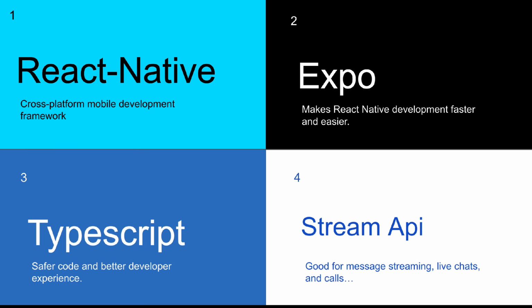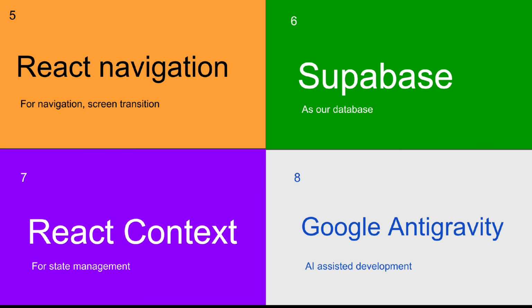Also, we'll be using TypeScript, which is for safer code and better developer experience. And then we'll be using Stream APIs for message streaming, live chats, calls, all those features. We'll be using a lot of the SDKs for this build. And next we'll be using React Navigation, for the screen transitions and the app structure to keep things in place. We're not using Expo Router for this one. I just prefer React Navigation for this one, and it's going to be interesting. And as well, we'll be using Supabase as our database.